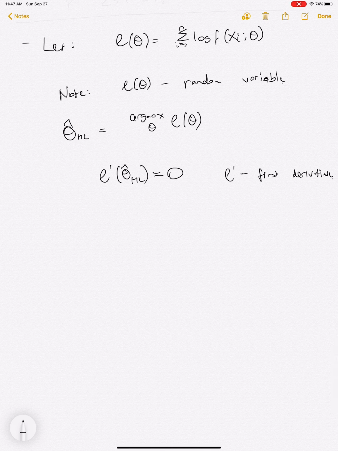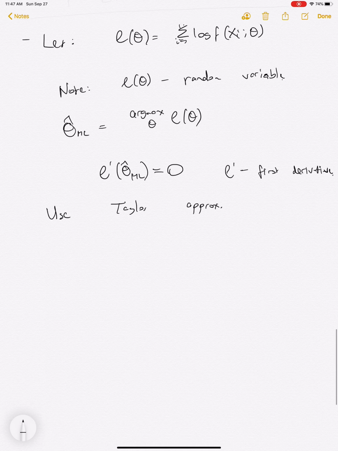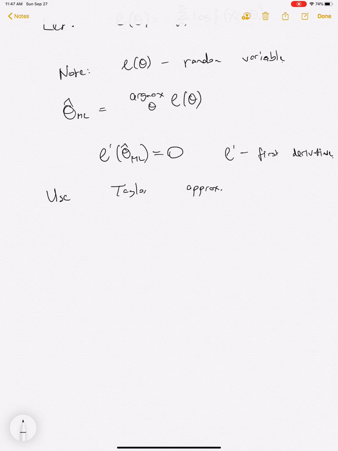Okay, and so what we can then do is we're going to use Taylor approximation, and this is where we're going to see the second derivatives come in. So we know that L prime of theta hat ML, if you imagine doing a Taylor approximation around theta, this is an approximation, sorry, this is not exact, this is an approximation.